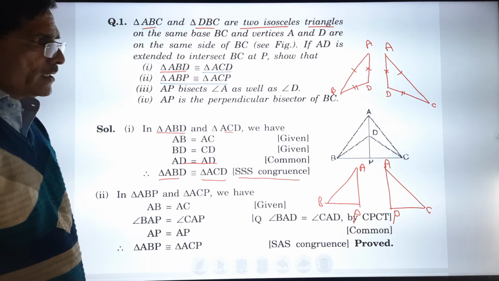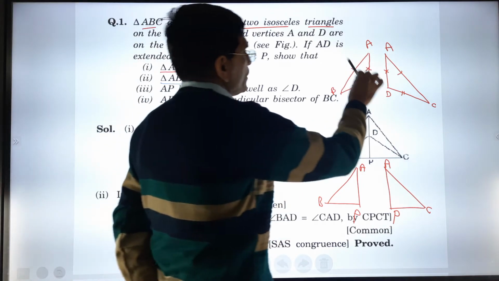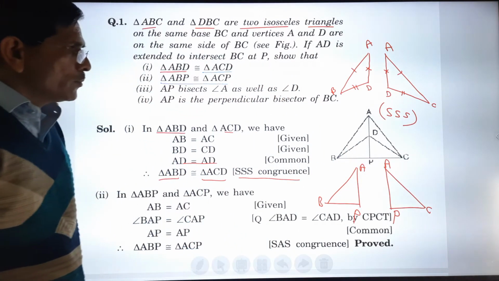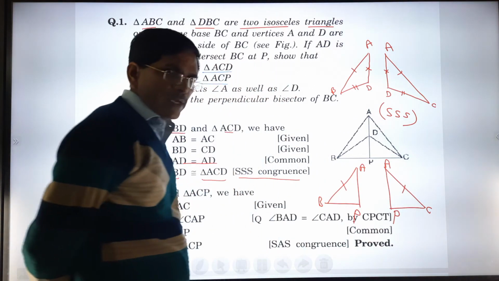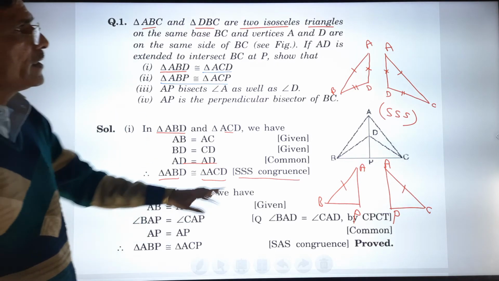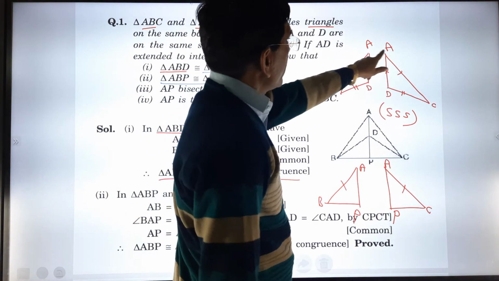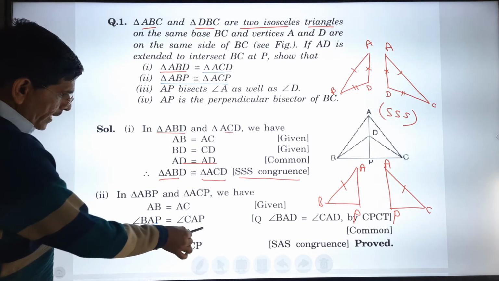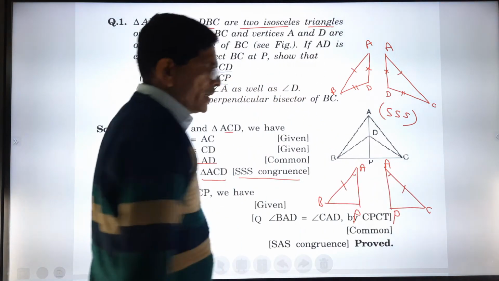Now again I have to prove that these two triangles are congruent. How can we prove it? In the first we proved it by the SSS congruence rule. Here AB is equal to AC, given according to the question. And angles we have already proved. These two triangles are similar, meaning angle A in both is congruent. So here we write BAP and CAP.